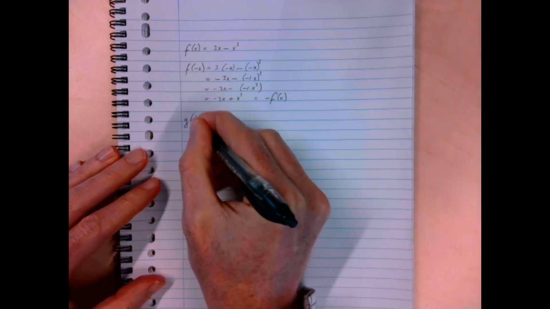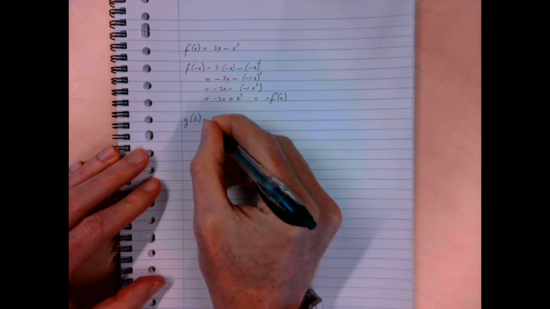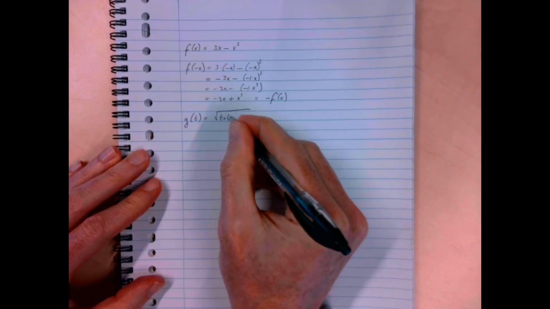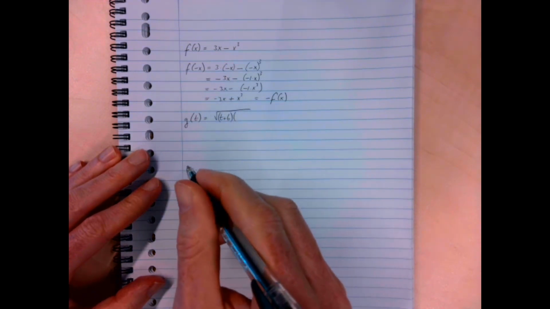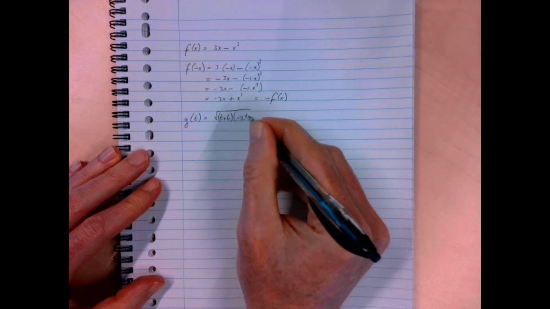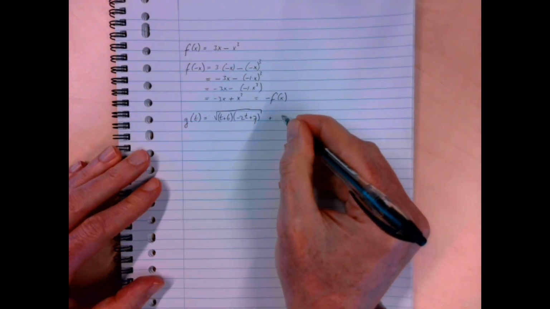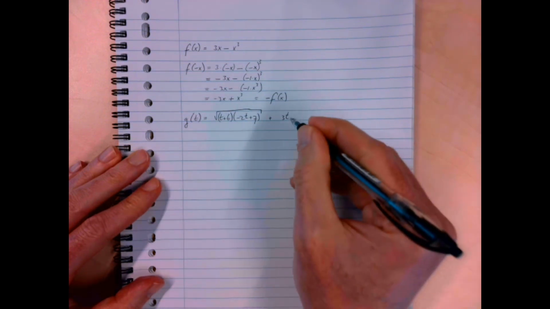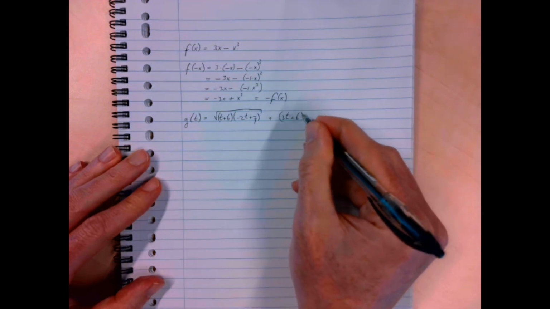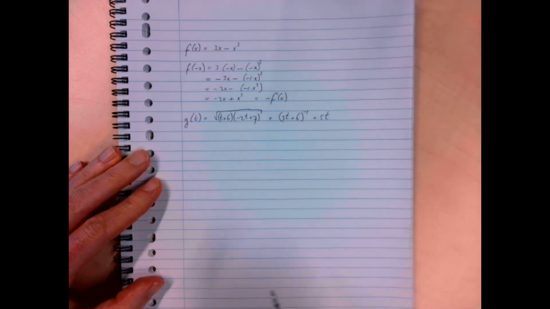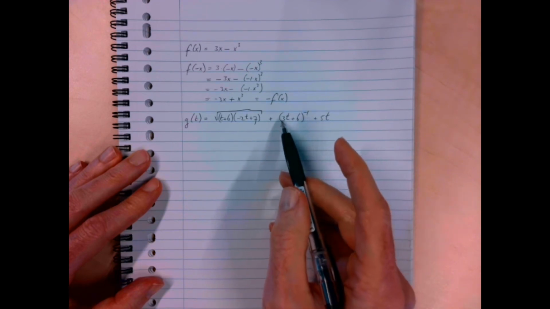So let me write this function g of t again. It is the square root of t plus 6 times minus 2t plus 7, the square root, plus 3t plus 6 to the minus 1, plus 5t. So this has 3 parts. Let me now emphasize this particular bit here.